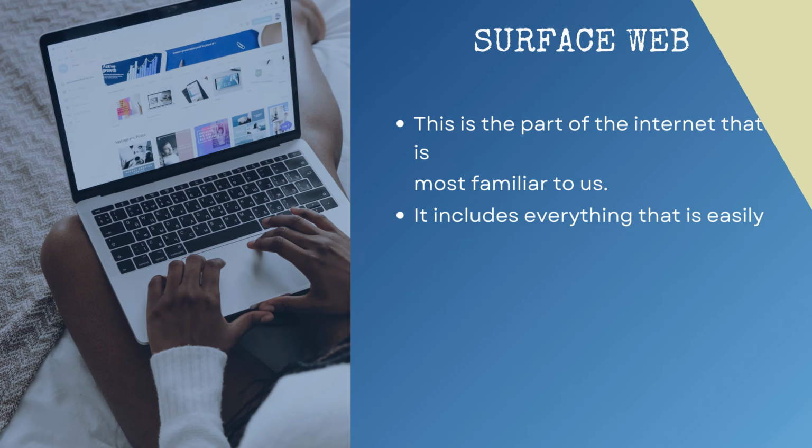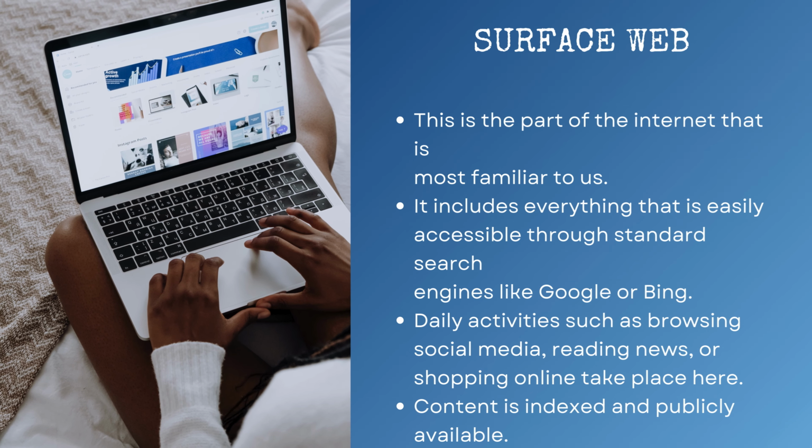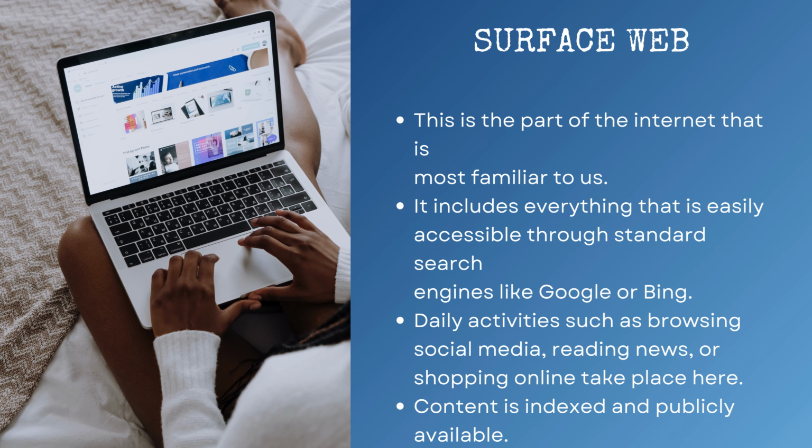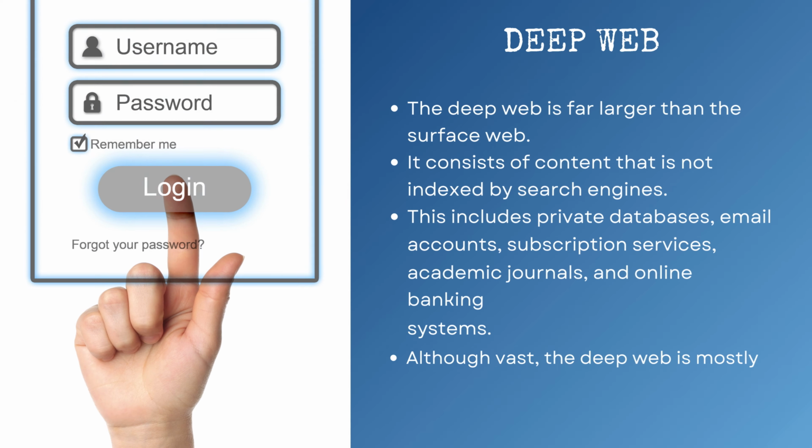The first layer of the internet is the surface web. This is the part of the internet that is most familiar to us, which includes everything that is easily accessible through standard search engines like Google or Bing. Daily activities such as browsing social media, reading news, or shopping online take place here, and the content is indexed and publicly available.